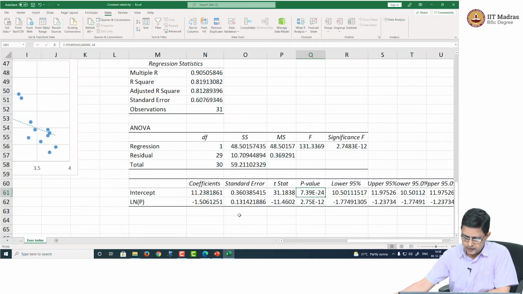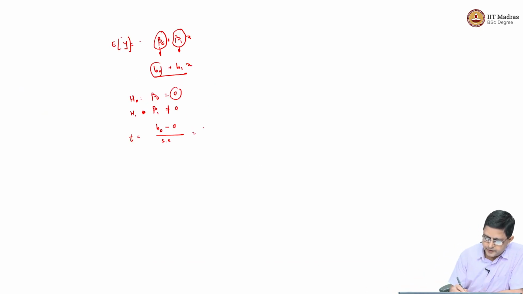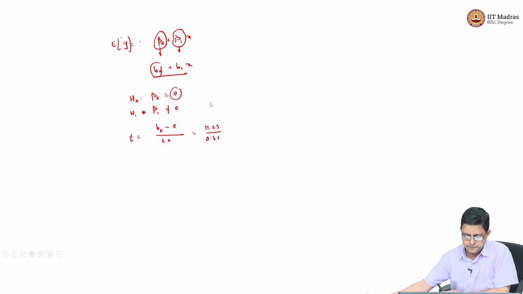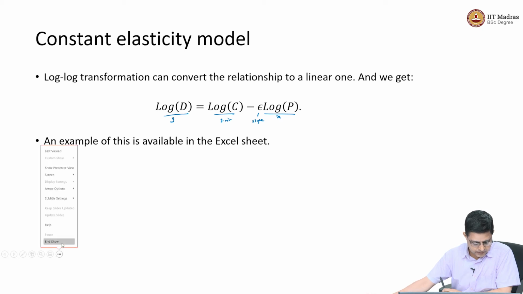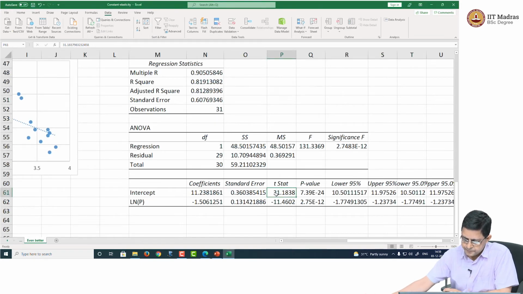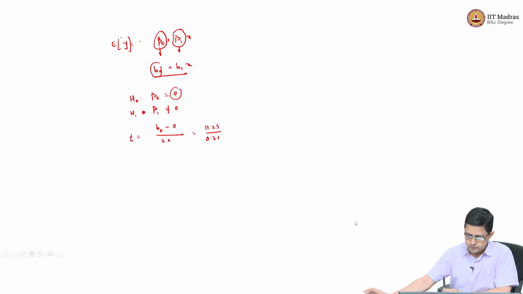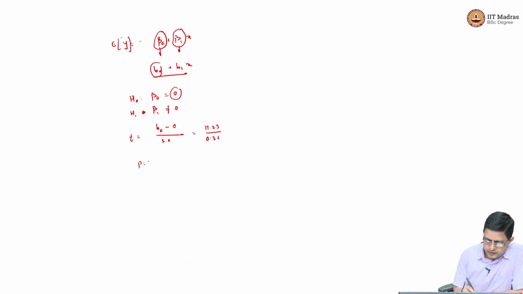These are the values. 11.23 is b naught, 0.36 is the standard error. So, this is your 11.23, this is your 0.36, and you can confirm that the ratio turns out to be 31.18, and the p value for this hypothesis test is of the order of 10 to the power of negative 24.